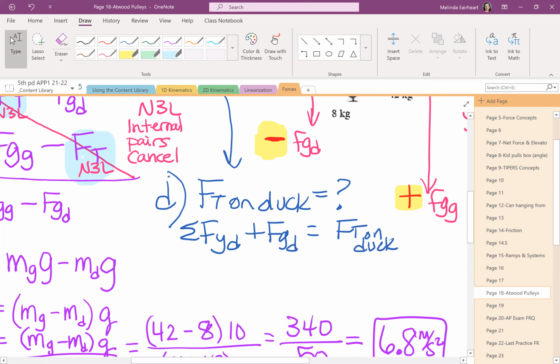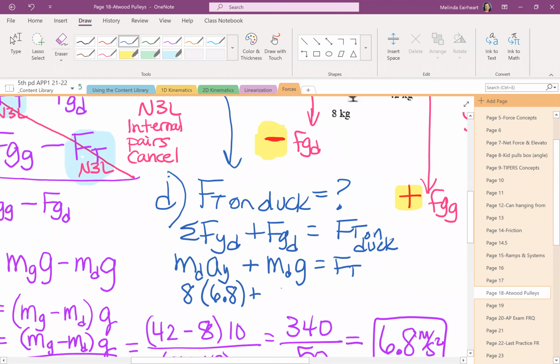Muscle memory, FNet equals MA, so it's the mass of the duck times that vertical acceleration, good thing we found it, plus FG equals what, muscle memory? MG, the mass of the duck times gravity. And so mass of the duck was 8, acceleration, a forward 6.8, plus the mass of the duck again is 8, gravity will use 10. And so somebody plug and chug it out.